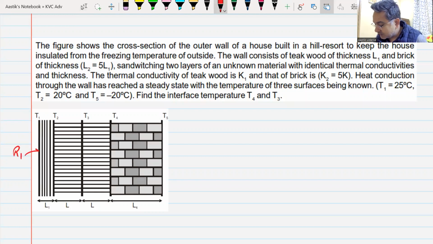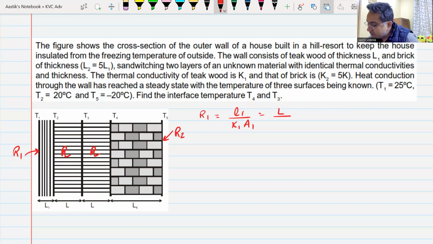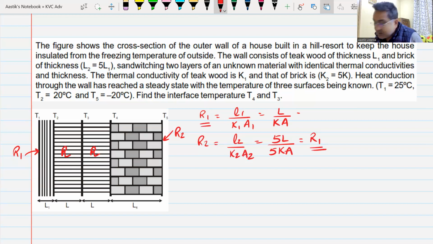If I call the resistance of this one R1, this is R, this is R, this is R2. My R1 will be equal to L1 by K1 into A1. The length is given as L. The thermal conductivity is given as K. Area of cross section is A. This is R1, L by KA. R2 will be equal to L2 by K2A2. L2 is 5 times L. This is 5 times K into A. So this is also equal to R1. Both are equal to R1.